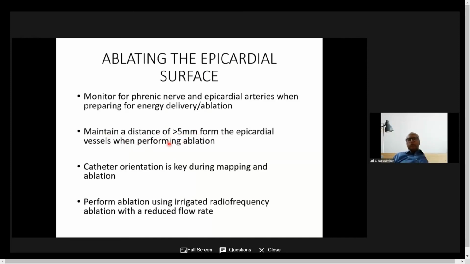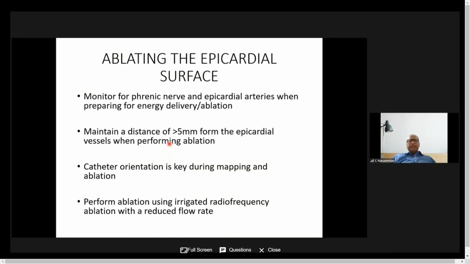Catheter orientation is extremely important. When you put a catheter in the pericardial space, it may be touching the parietal surface. You'll still have contact, but your catheter ablation will be ineffective. You should make sure in fluoroscopy that you're hugging the heart and the catheter is pulsating with the cardiac movement to make sure you have adequate contact. So catheter orientation is extremely important to cause a successful lesion.